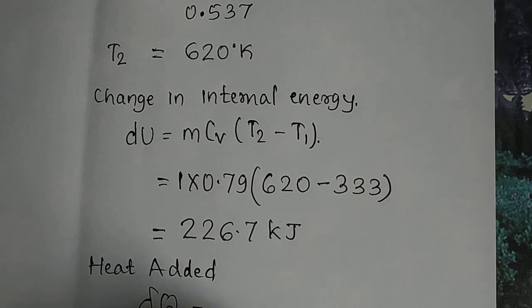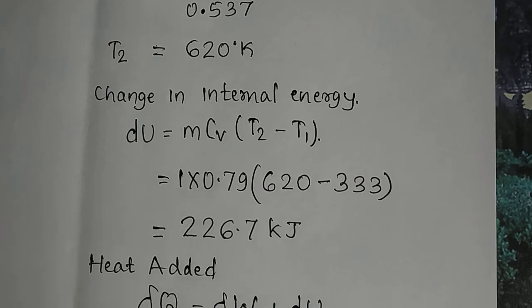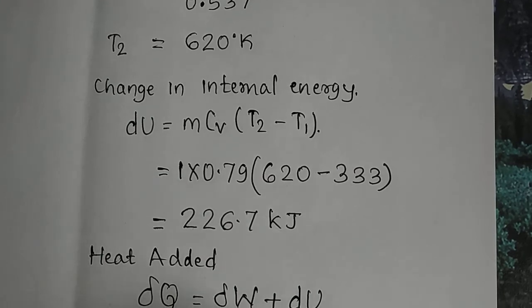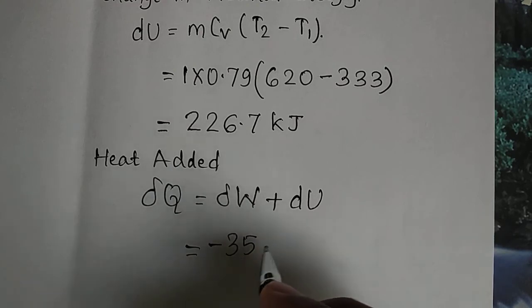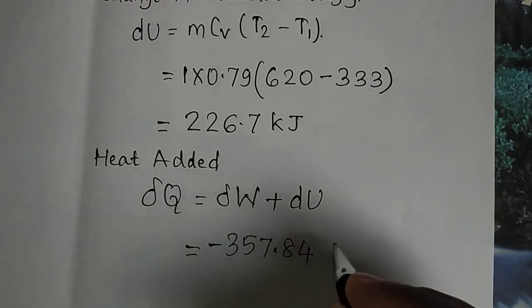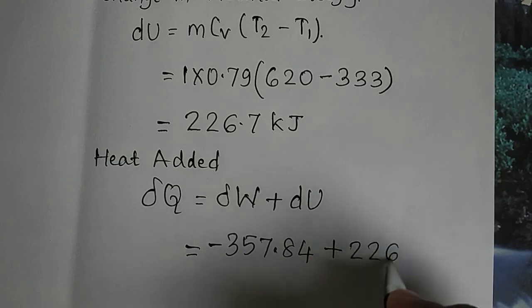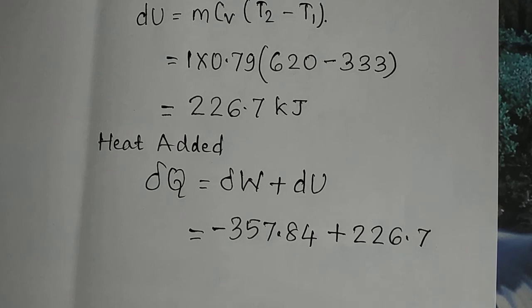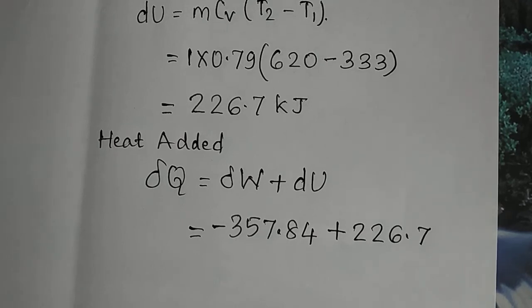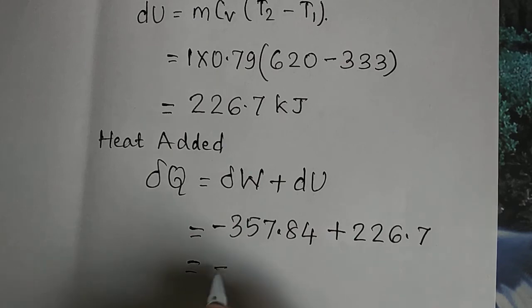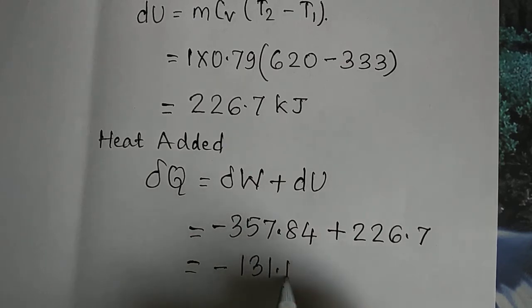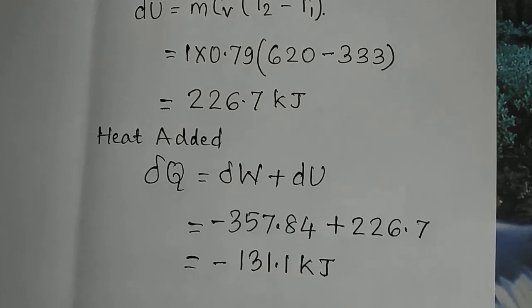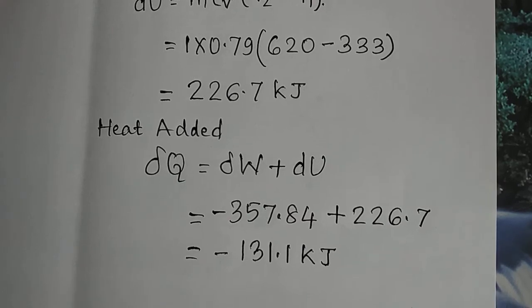And then you can find out the heat added. Dou Q will be equal to dou W plus dU. You have found the value of dou W, it is minus 357.84, plus 226.7 is the value of dU. So find dou Q. You'll get the answer as minus 131.1 kilojoules. Minus indicates that heat is rejected. I repeat, minus indicates that heat is rejected.